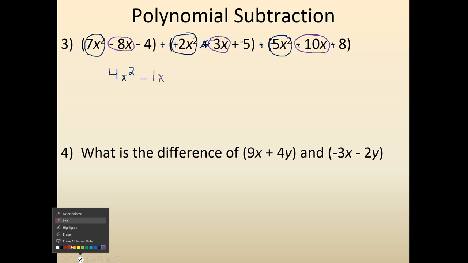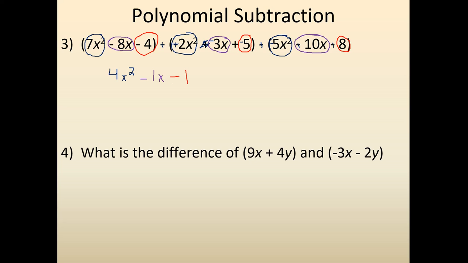And the very last term, minus 4 minus 5 plus 8. So negative 4 plus negative 5 plus 8 gives me, again, minus 1. So this ends up being my simplified subtraction.